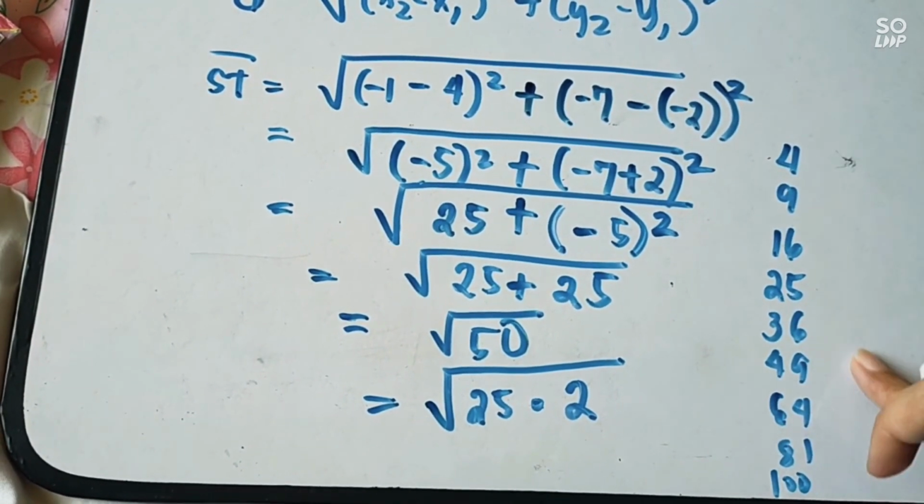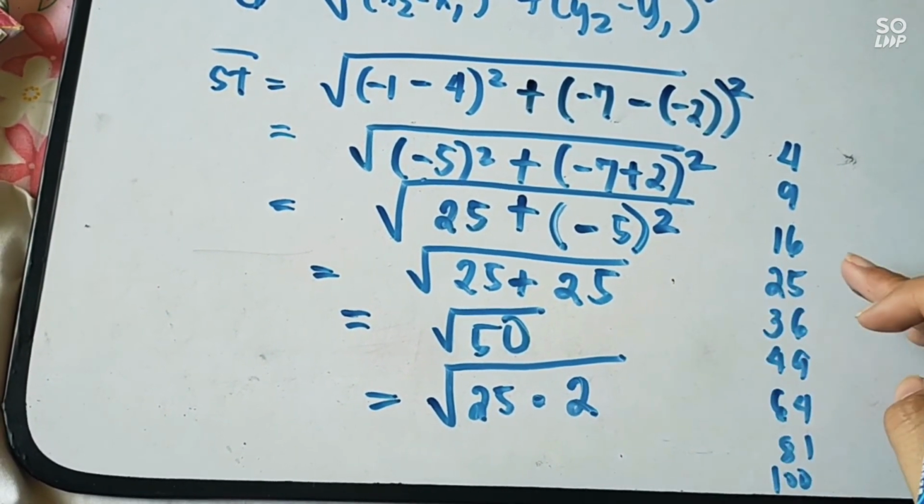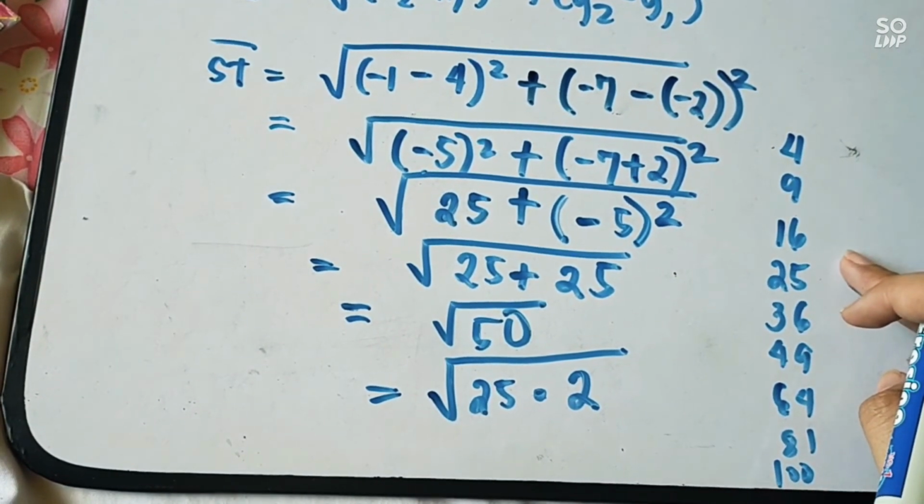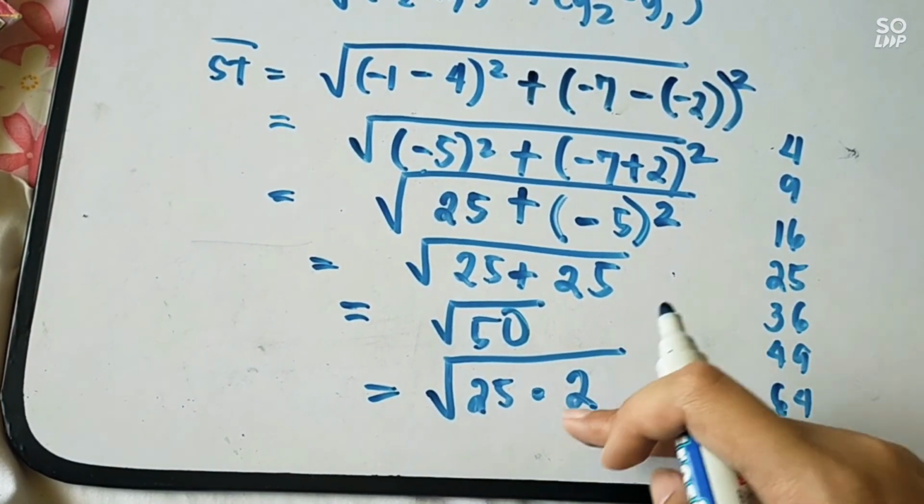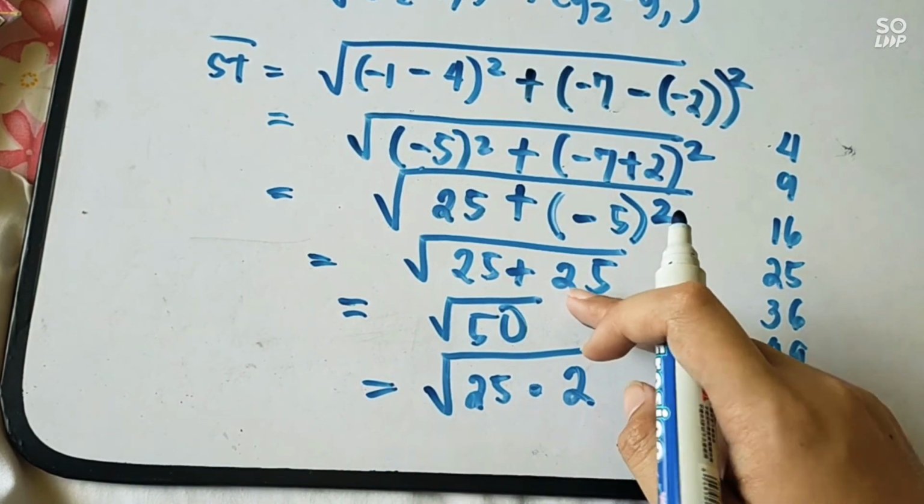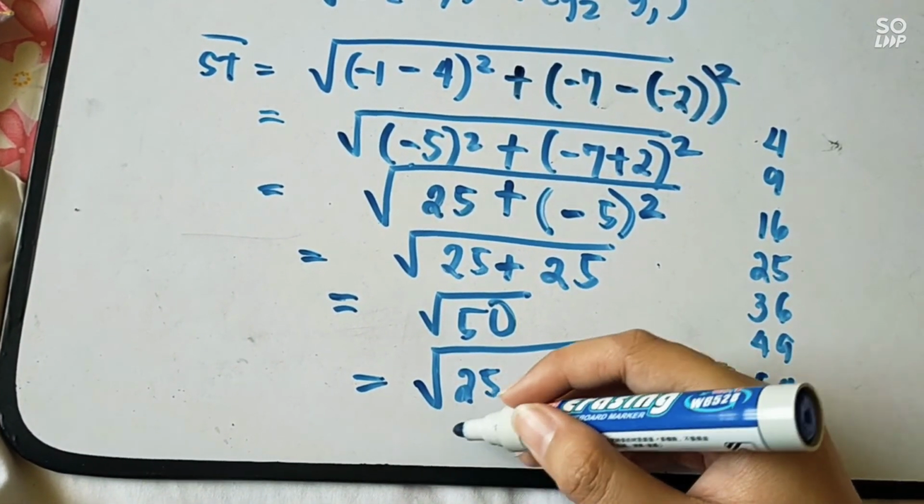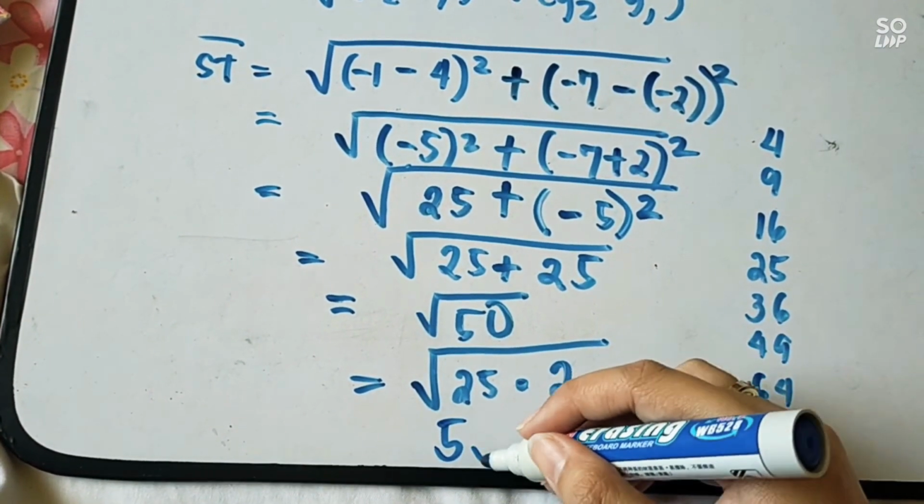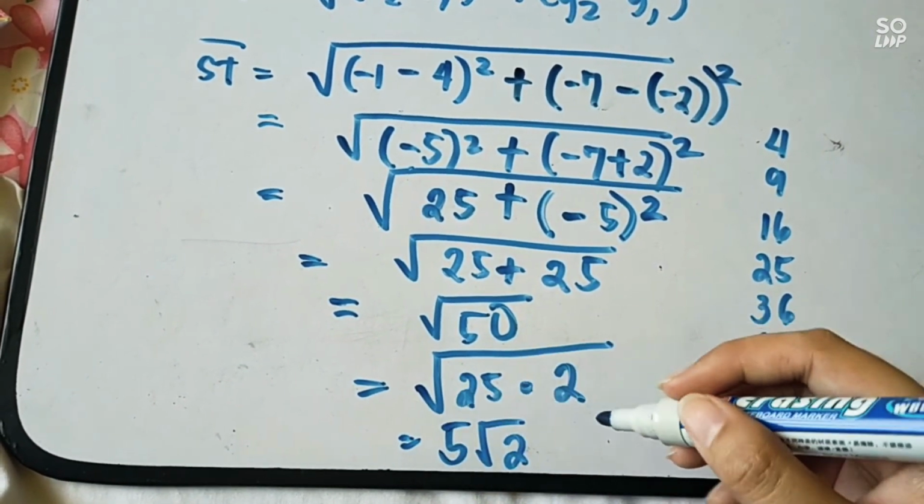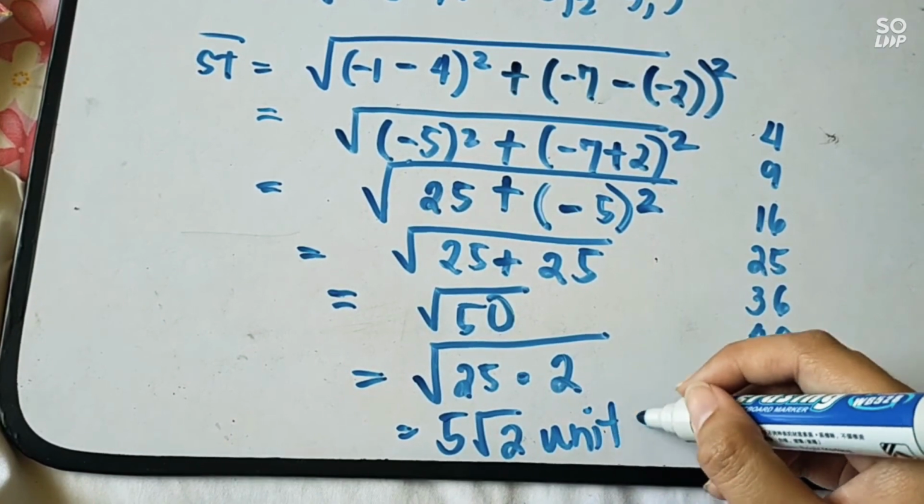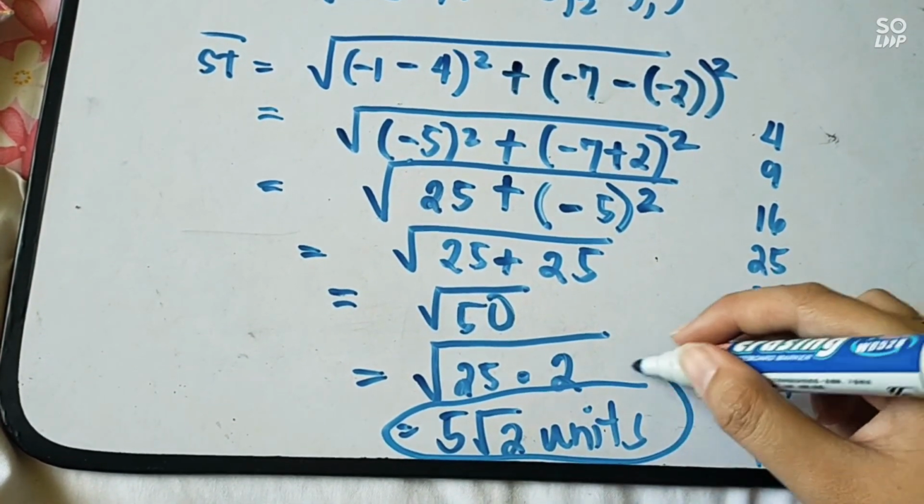Ano ba yung pwede ko i-divide kay 50? So, therefore, ang pwede mo i-divide kay 50 is 25. Okay? So, 25 times 2, the answer is 50. Since this one is a perfect square, ang square root ni 25, we have here 5. Then, square root of 2. So, 5 square root of 2 units. This is now your answer.